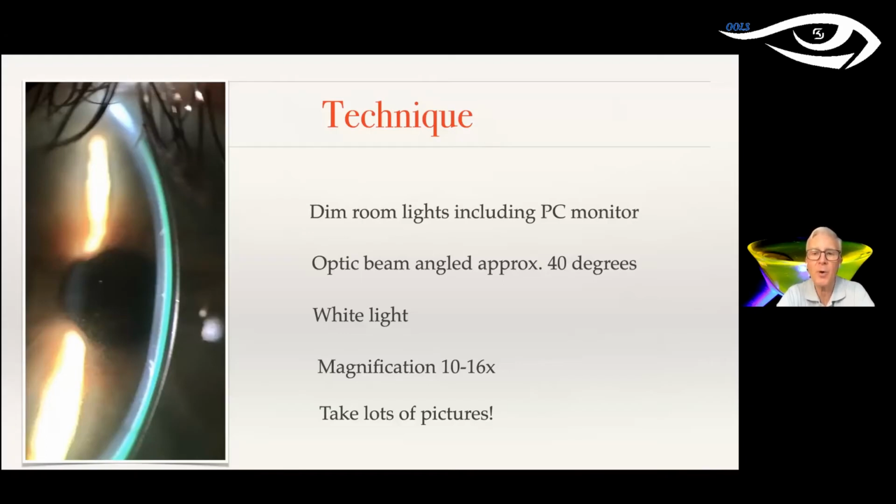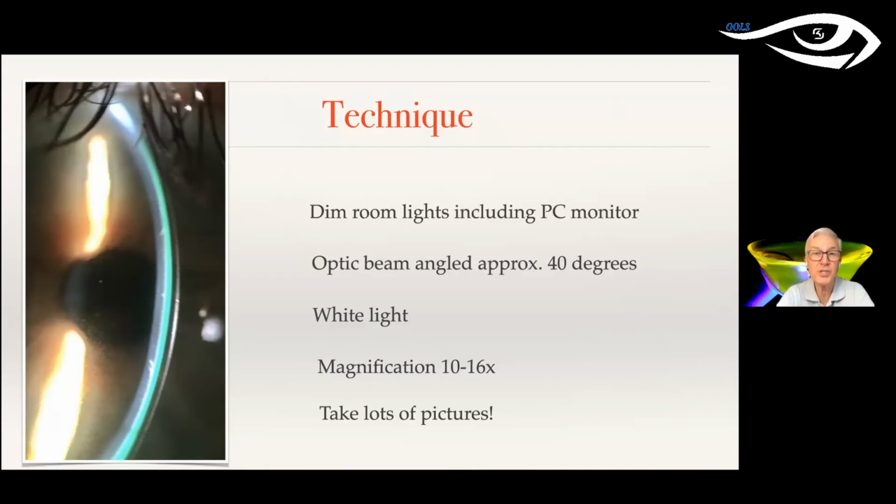Less than that, the image is too small, and more than that, it's very, very hard to focus. The only time I go higher than 16 is probably when trying to look for signs of iritis, cells and flare in the anterior chamber, or if I'm trying to look at the endothelium. But that's a rarity. It's hard to focus at the higher magnification. So on my slit lamp, 10 to 16x seems to work very well.